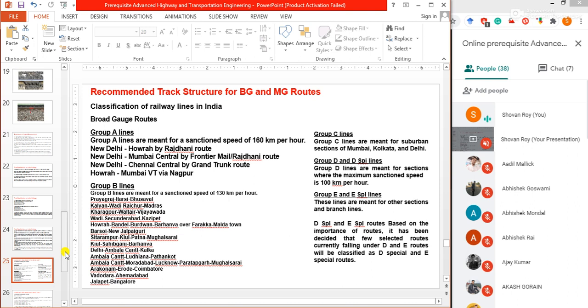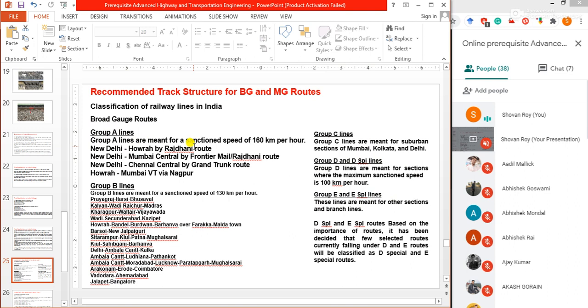Under this recommended track structure, you should know the classification of railway lines in India. First, for broad gauge routes, there are Group A lines, Group B lines, Group C lines, Group D and D special lines, and Group E and E special lines. Okay, what are the Group A lines?